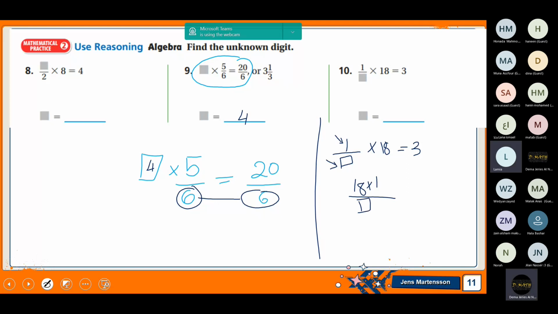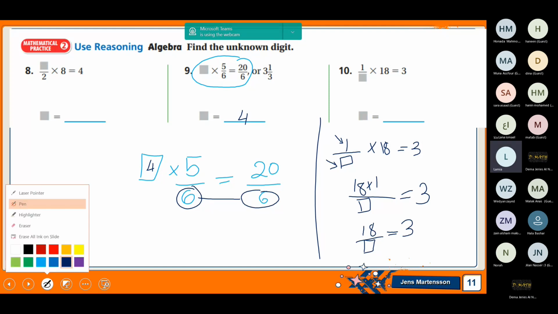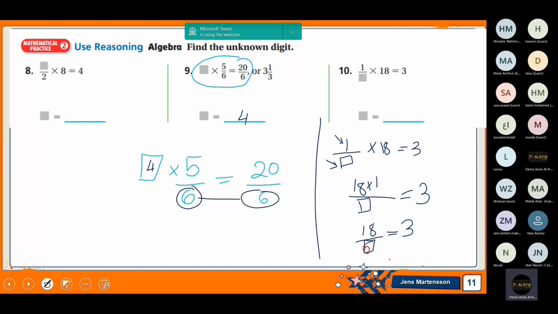So 18 times 1 over something equals 3. It means 18 over what gives you 3? What is the number that you divide 18 by to get 3? 6. Good job. So the unknown number here is 6.